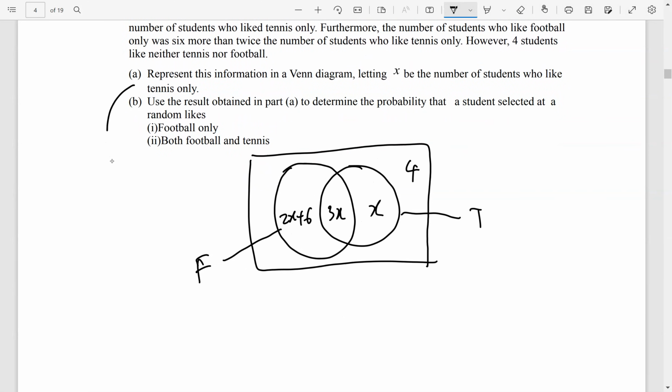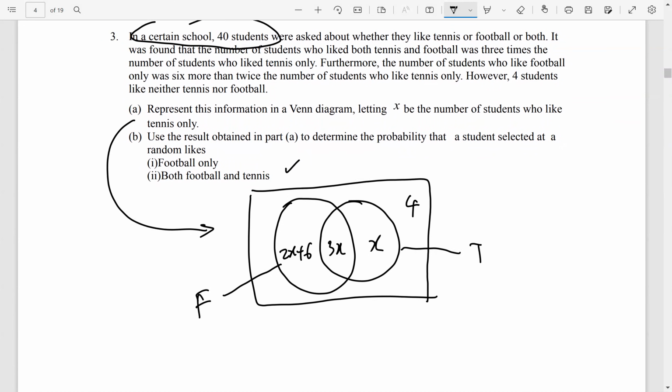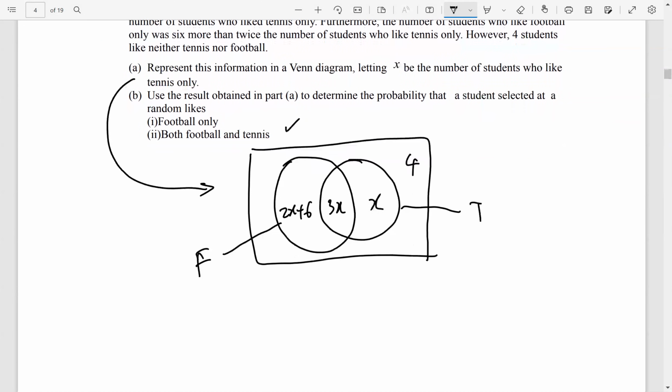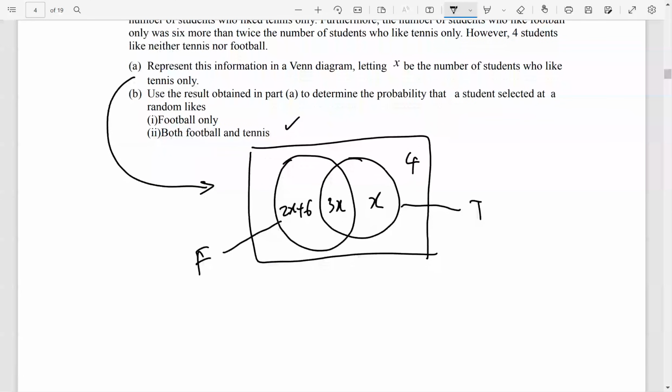So we have already presented the information by using a Venn diagram. Now use the result obtained in part A to determine the probability that a student selected at random likes football only, and both football and tennis. First of all, we have to find the value of x. Mind you, we were told that the school has 40 students. So if the school has 40 students, dear friends, you have now 4 plus x plus 3x plus 2x plus 6. The result is going to be 40.